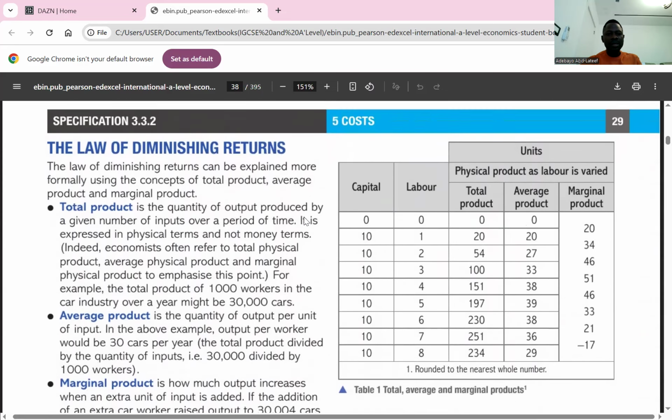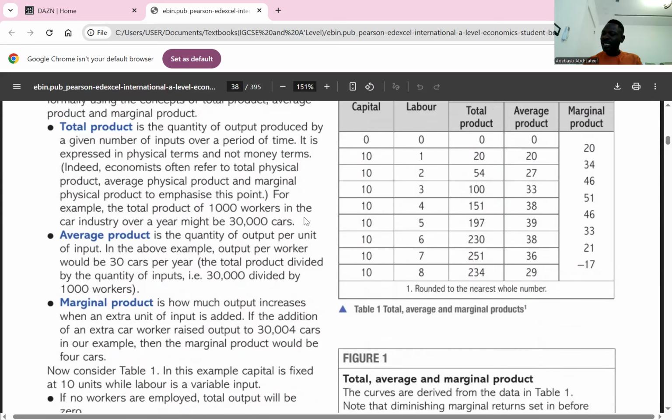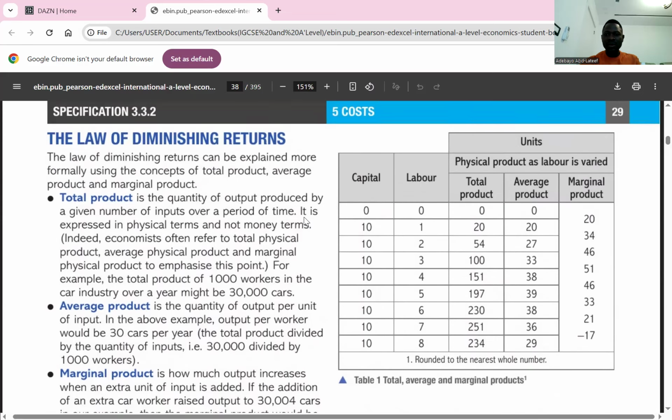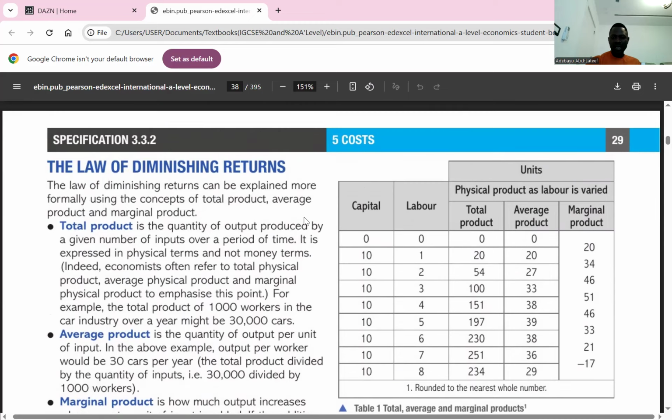So that takes us to the explanation of the table. So we have table 1. Are you there? Mm-hmm. Okay. So I will do the analysis of diminishing returns with table 1. With table 1, capital is fixed at 10. Based on the table, capital is fixed at 10.